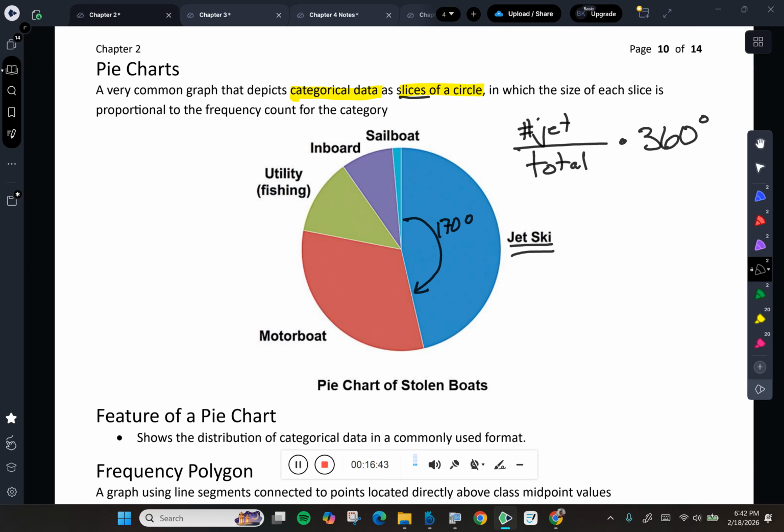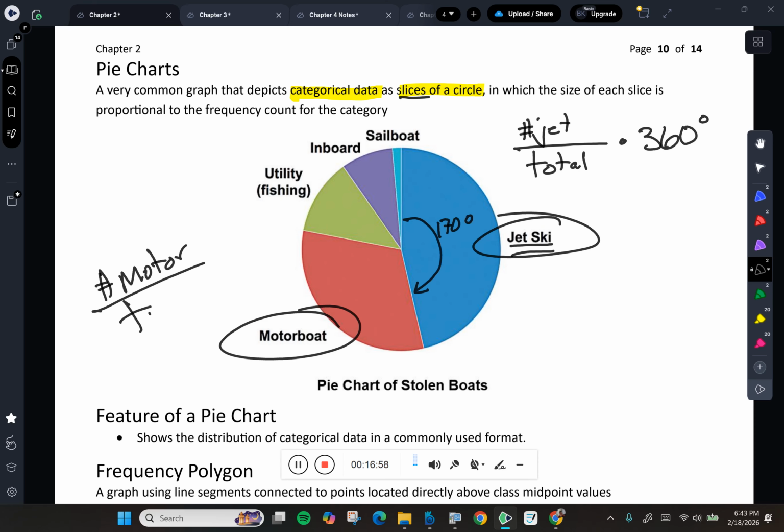So then if I was drawing one of these, I'd get out my protractor and I'd measure out 170 degrees and I'd shade that in and call that jet ski. And then down here, the other big piece, motorboat. I would take the number of motorboats, divide that by the total, times 360 degrees, and that would give me the relative size, that central angle for motorboats, and so on and so forth for all the different categories in our data set.